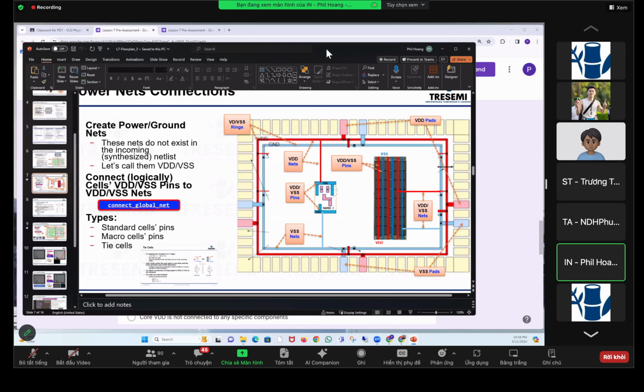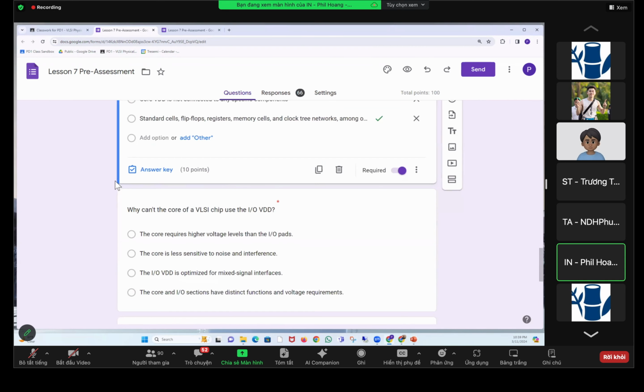What components are typically connected to the core VDD? Only flip-flops and latches, ALUs exclusively. Core VDD is not connected to any specific components. Standard cells, flip-flops, registers, memory cells, and clock tree networks, among others. Awesome. D, yes. Correct answer is D.